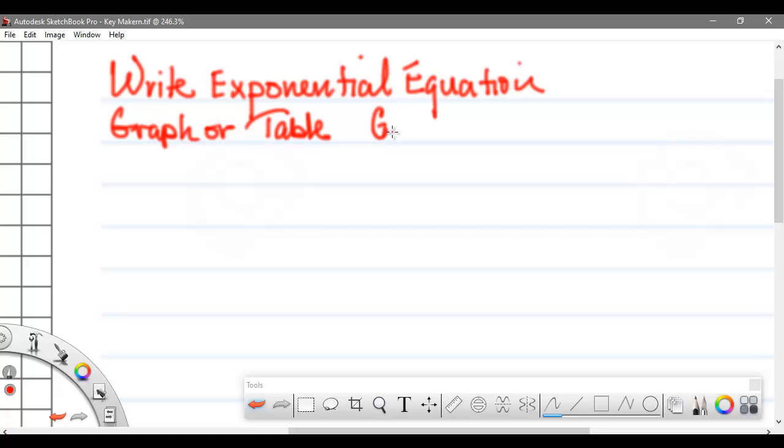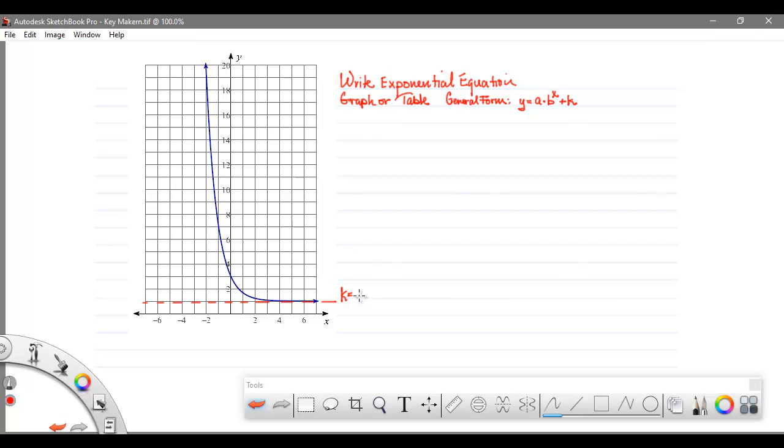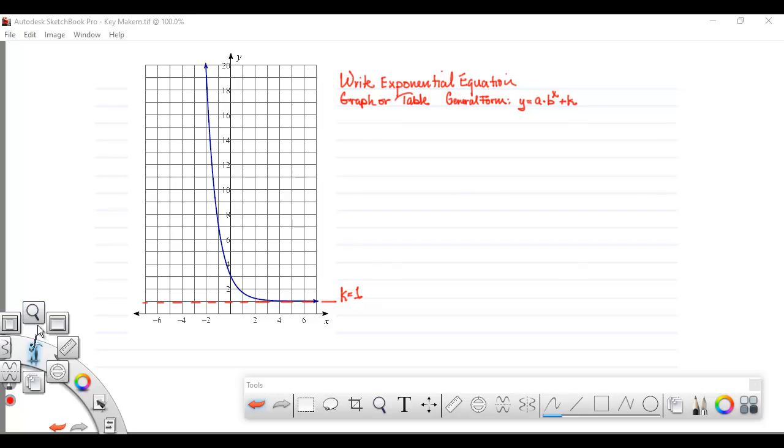Okay, so the next thing I want to look at is what we call the general form for an exponential equation. And it looks like this. So y equals a, which will be the y-intercept. b is a growth factor, and it's raised to the x exponent. And there's another value that's called the k value. Now the k value, you can see here from my graph as I draw this line, is what we call the line of asymptote. And so what you want to do is look at where that graph flattens out, and wherever that is at, that's the k value. And in this case, that k value is 1.